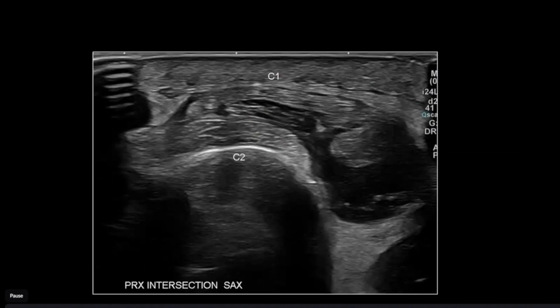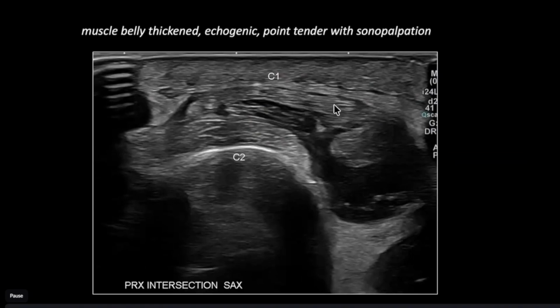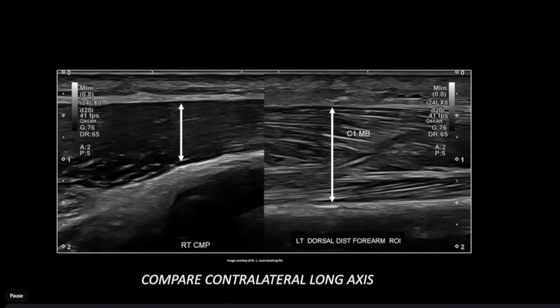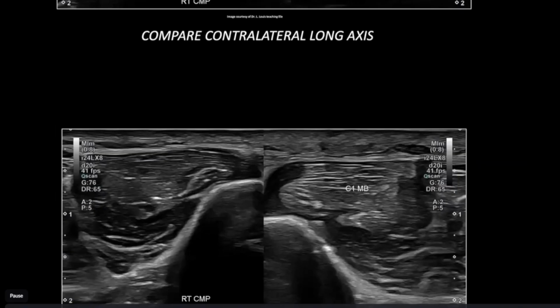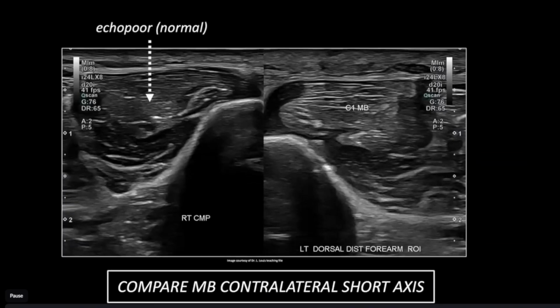What we saw on ultrasound was echogenic muscle belly here, compartment 1, and this is compartment 2, and was very point tender with pressure from the probe. When you compare with the contralateral, the muscle belly is very thick and echogenic. This is DOMS, delayed onset muscle soreness, and you will look for echogenic appearance without any fiber disruption. That's how you're going to diagnose DOMS. Comparing with contralateral, the normal side is hypoechoic. The painful side is echogenic.